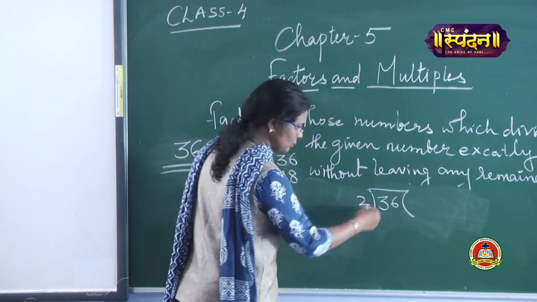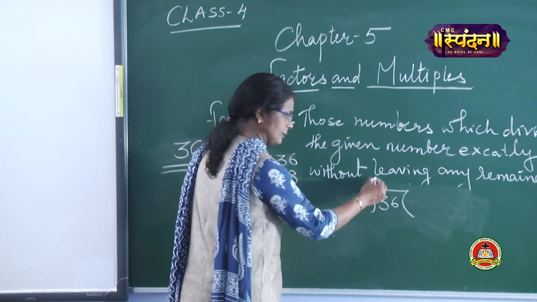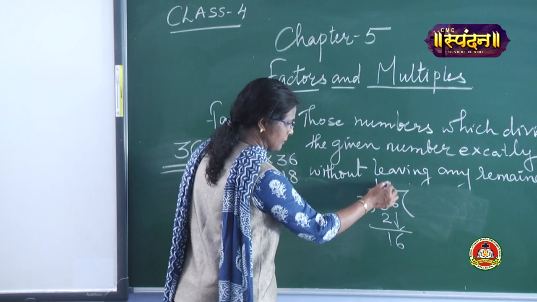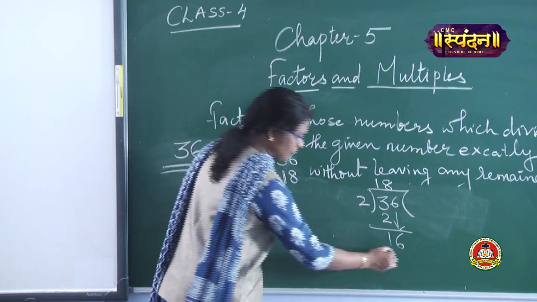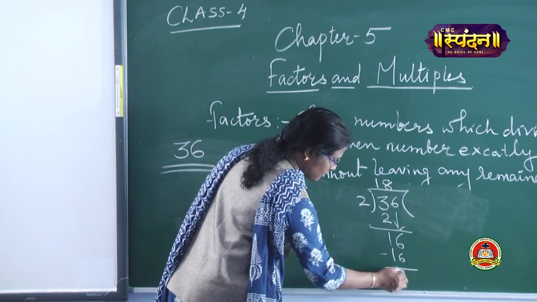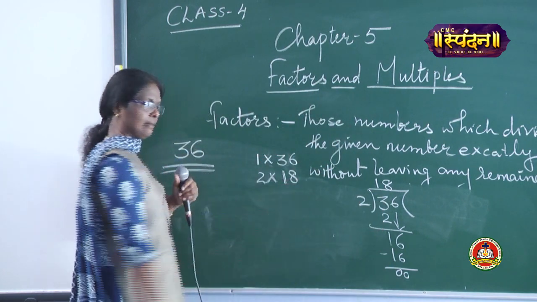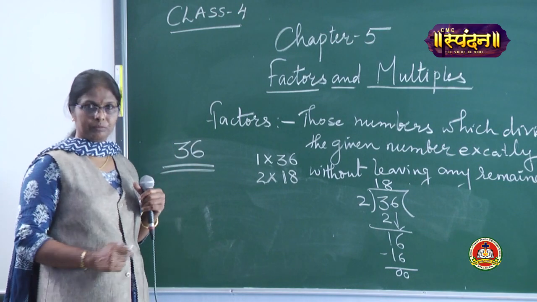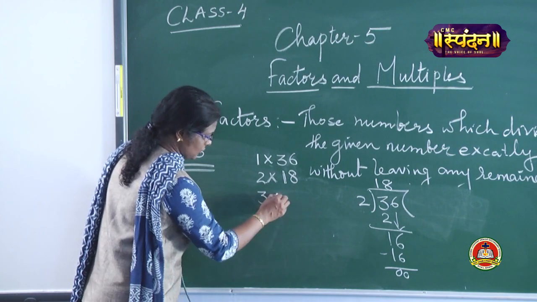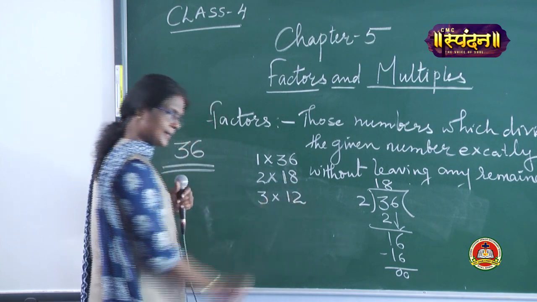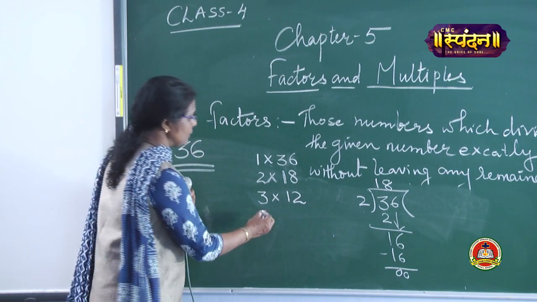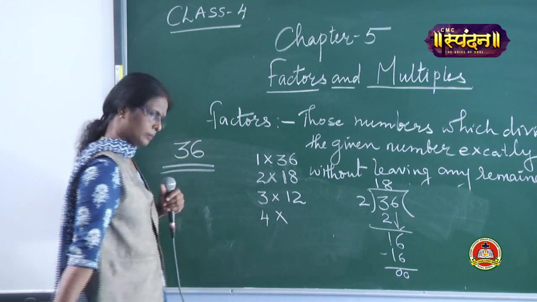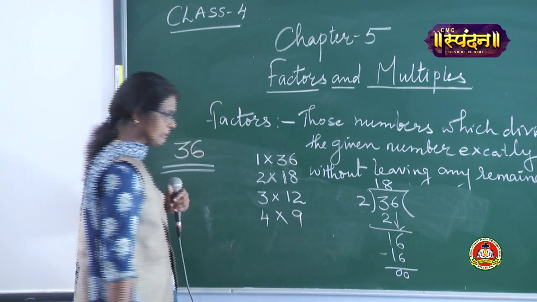Divide 36 by 2. 3 divided by 2, it is not completely divisible, 1 time 2, the remainder is 1, bring down this 6. How many times is 16 divisible? 8 times. 16 subtracted is 0. That means 2 into 18 is 36. Now come to the next in sequence, you have 3. 3 into how much will you get 36? 3 into 12 is 36. Yes. Now after 3, next in sequence is 4. 4 into 9 is 36.